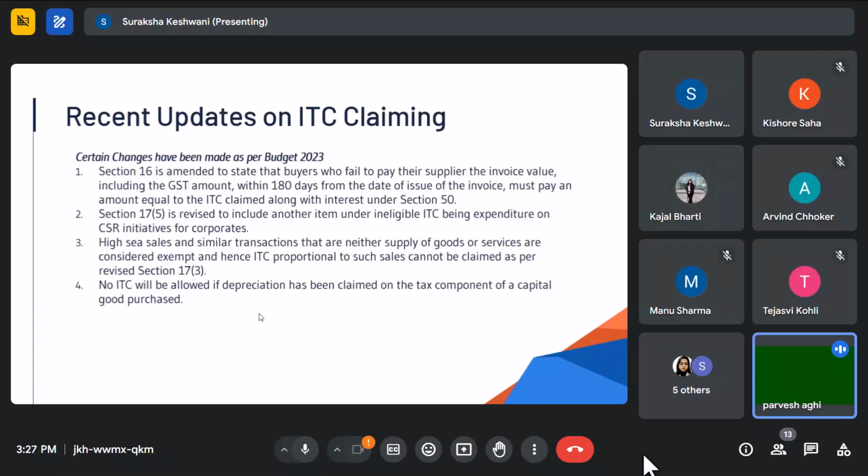But in case you have claimed depreciation on the tax itself, then ITC will not be allowed. So that is what he is saying: no ITC will be allowed if depreciation has been claimed on the tax component of the capital goods, because the tax component is not your cost normally, unless it becomes your cost, because you are totally exempted from GST as all your goods are exempt. In that case it becomes your cost, so you can claim depreciation, but not otherwise. Is that clear? Yes, sir. Okay, go ahead, please.